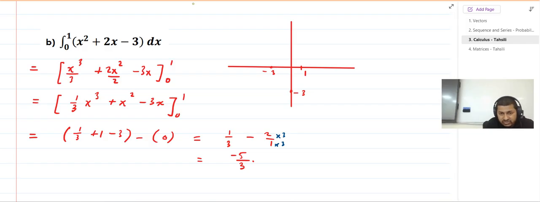So you've got a function like, the y-intercept is negative 3, the turning point should be somewhere around here, right? You can figure this out by using minus b over 2a to find the turning point. Now you are finding the integral from 0 to 1. So from 0 to 1, you can see the area is below the x-axis. That's the reason why you're getting a negative answer.